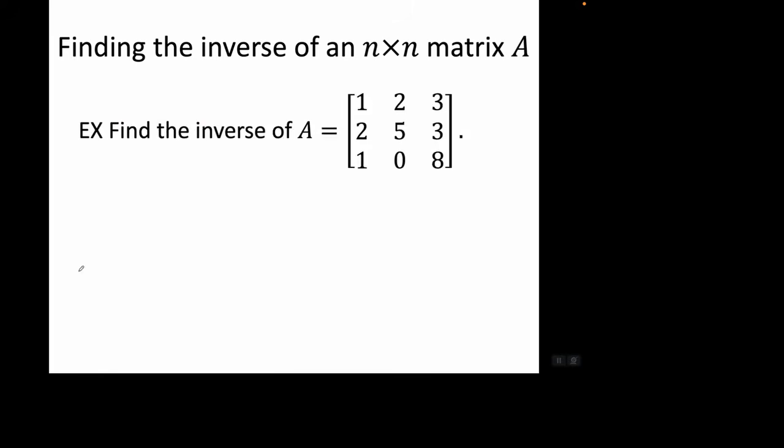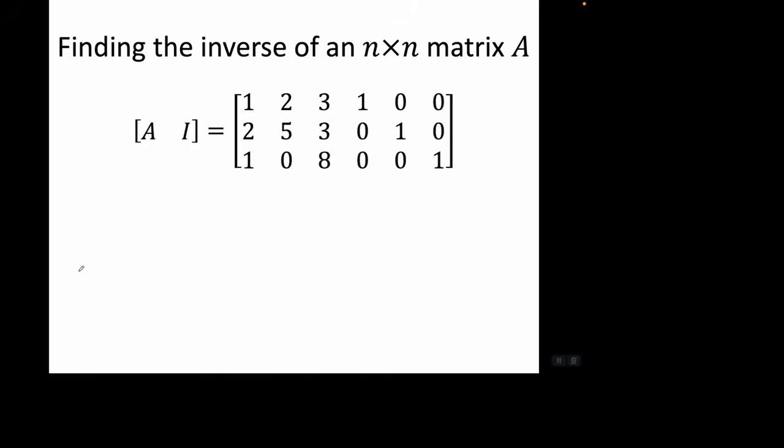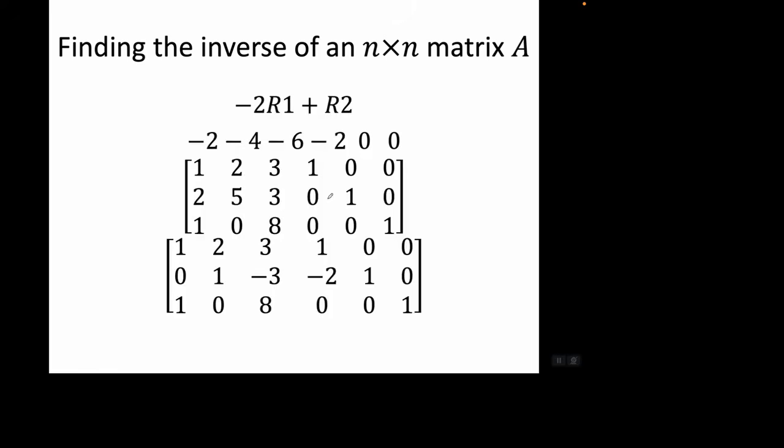Okay, so find the inverse of A equals 1, 2, 3, 2, 5, 3, 1, 0, 8. First, we set up this matrix, A I. This is our A, and this is, of course, our I. We're going to row reduce A using Gauss-Jordan elimination. So first, let's kill off this 2 over here. So we're going to multiply row 1 by negative 2 and add it to row 2. We would end up with this.